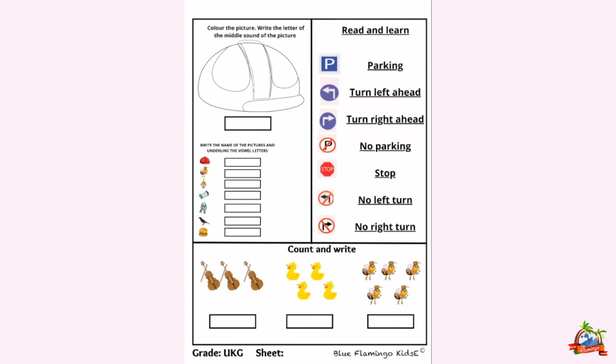So इन boards का क्या मतलब है? ये यहाँ पर लिखा है. P means parking. मतलब यहां पर आप अपनी गाड़ी को park कर सकते हो. Turn left ahead. Second वाला क्या है? Left side में arrow किया हुआ है ना, मतलब आपको आगे जाकर left turn करना है. Next में क्या है? Right side में arrow है तो आगे जाकर right में turn करना है. Turn right ahead. Last fourth क्या है? No parking. P लिखा है, उसको cut कर दिया है ना, so no parking, कोई parking नहीं.